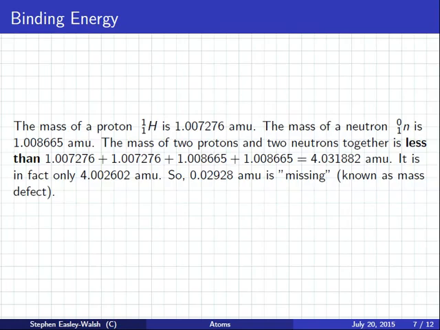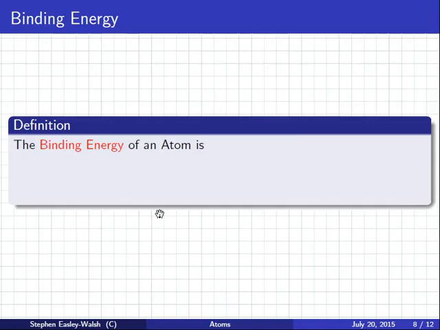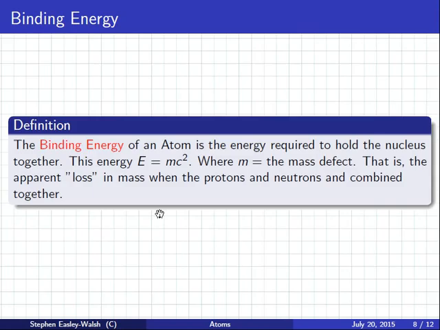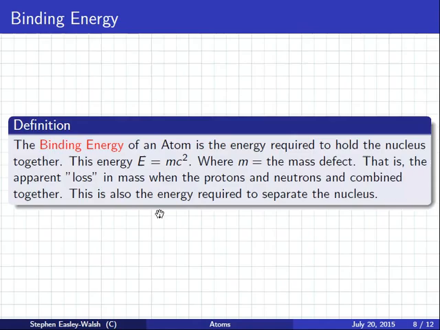Okay. So, the reason this mass is missing, it's not really missing, but some of it was converted into energy. This is the energy used to keep the atom bound together. So this missing mass was converted into energy, what's called the binding energy. And the binding energy of an atom is the energy required to hold the nucleus together. This energy E can be found from mc squared, where m is the mass defect. That is the apparent loss in mass when the protons and neutrons are combined together. This is also the energy required to separate the nucleus. Okay, so you need all of this definition. This is for binding energy and mass defect.